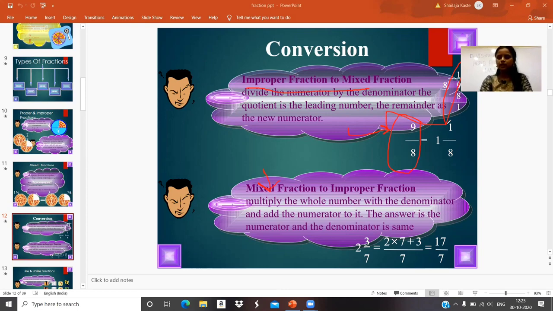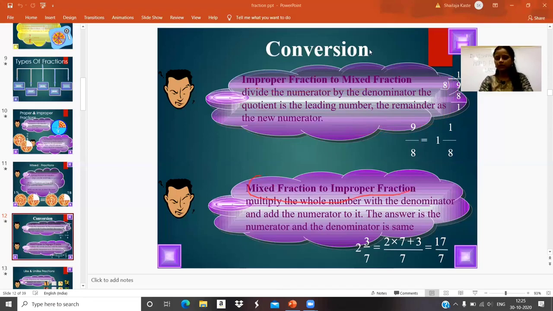See, this is the figure that I have given for the conversion. 9 by 8 is equivalent to 1 complete whole part and 1 by 8. Now the second one is about the mixed fraction into an improper fraction.